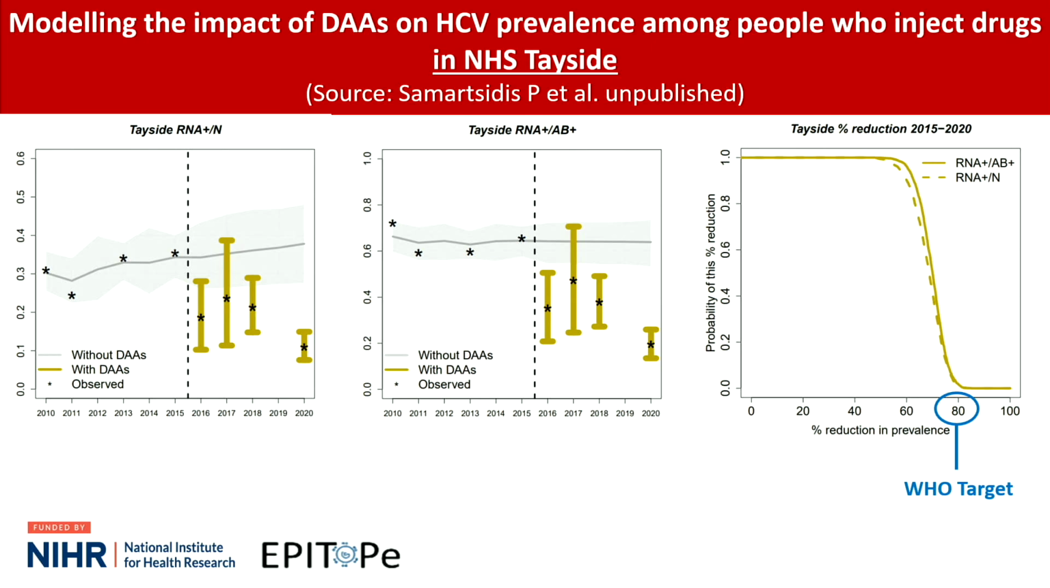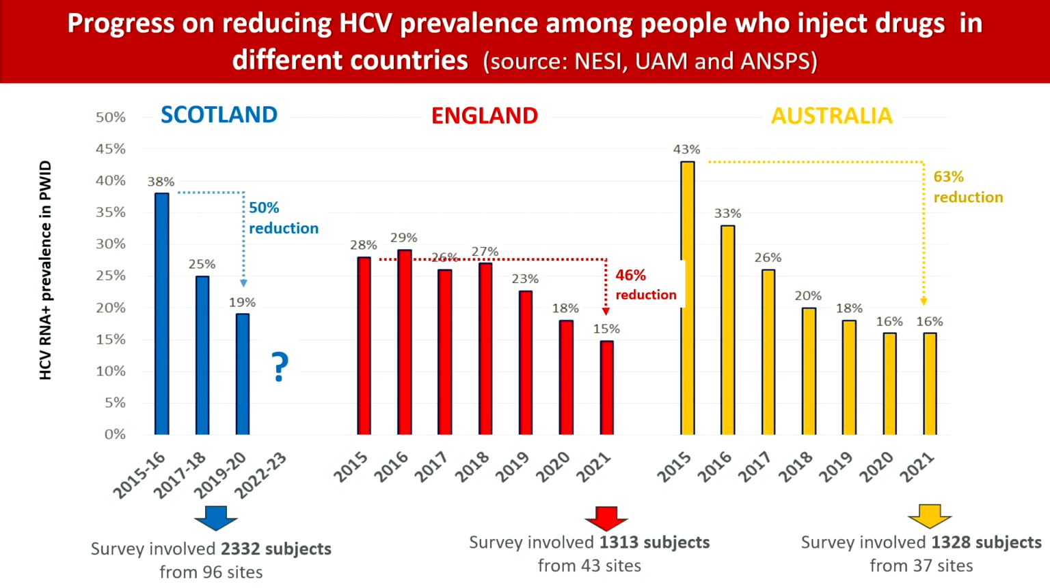And on the right-hand panel here, we can translate that and estimate that we've got a high probability of having reduced prevalence by around 60 to 70%, falling short of this 80% WHO target. But this is an approach that can be used in other settings to measure whether we're achieving that 80% reduction in HCV RNA amongst this population.